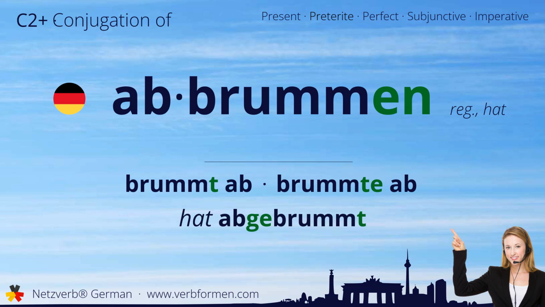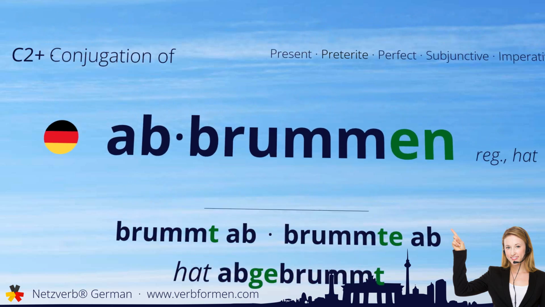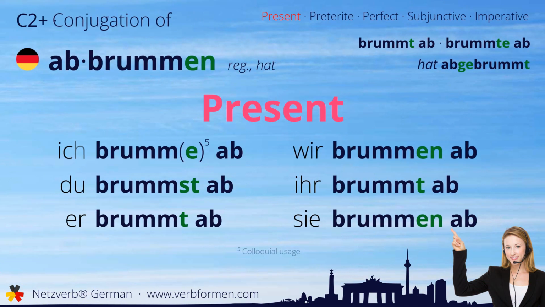Now let's move on to the tenses. First, we'll take a look at the present tense. Ich brumme ab. Du brummst ab. Er brummt ab. Wir brummen ab. Ihr brummt ab. Sie brummen ab.